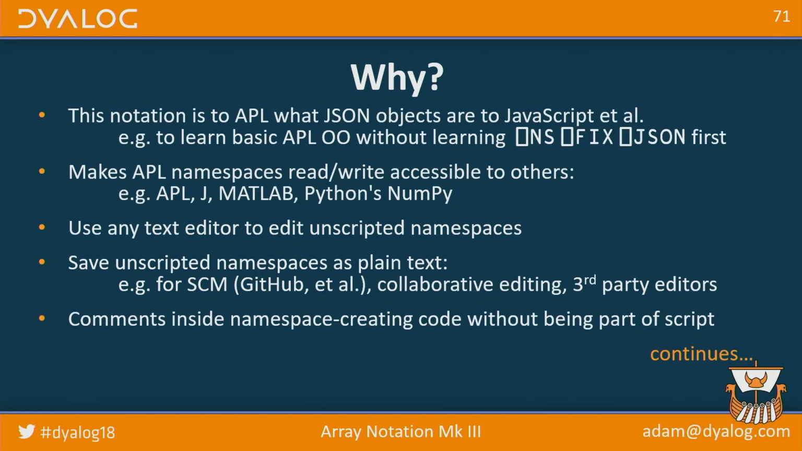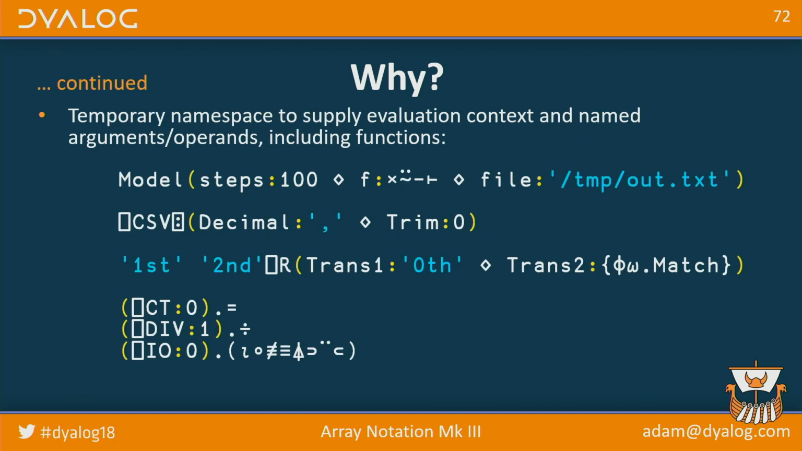So again, we want to have a way to write an APL namespace fully populated without having to first teach the poor students quad.ns and quad.fix and quad.json. And again, this is a very simple, straightforward notation, and we could teach others to use this with all the same benefits. And also, something you can use these inline namespaces for, and here you can see some examples of them, is to supply named arguments to functions.